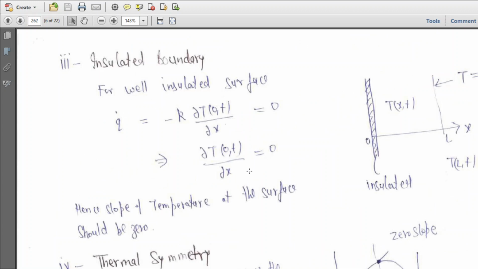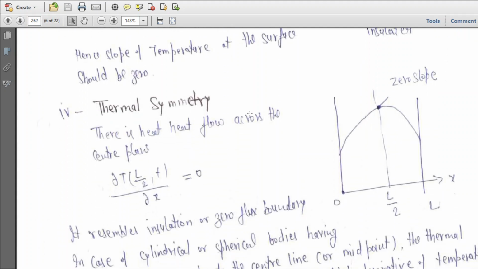Now we have insulation boundary conditions. For a well insulated surface, the insulation is this. So here you are calculating temperature as a function of x. For insulation boundary conditions, the flux at the insulation point, minus k dT/dx at x equal to 0, equals 0. So ∂T/∂x at insulation should be equal to 0. The slope of temperature at the surface should be equal to 0 in order to stop the heat transfer there.